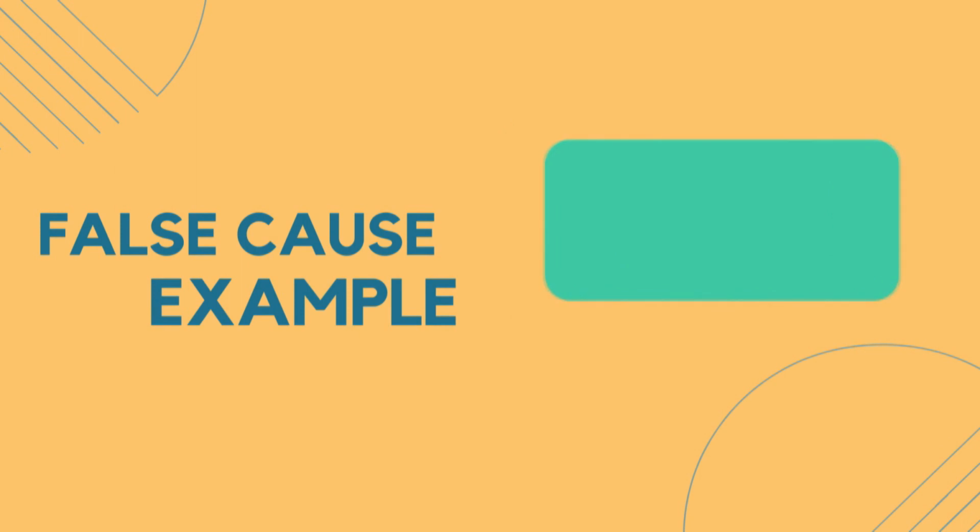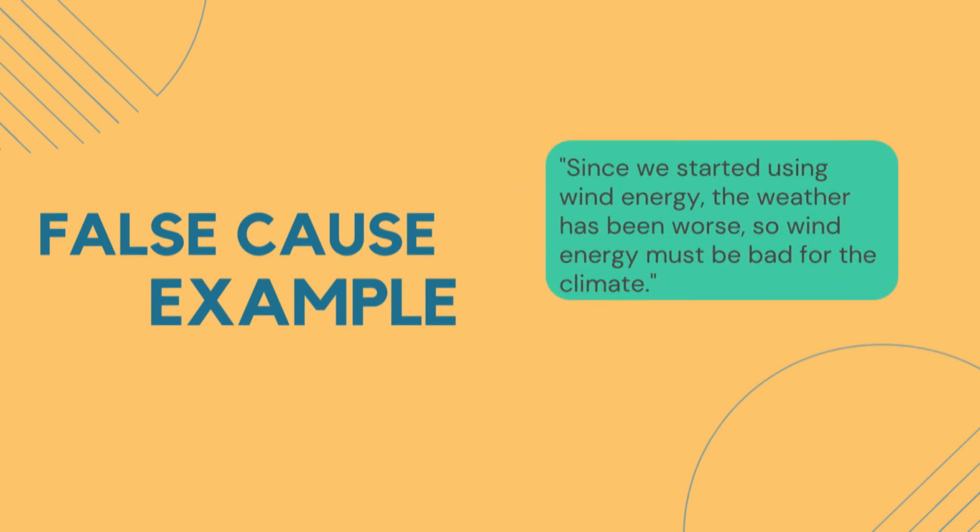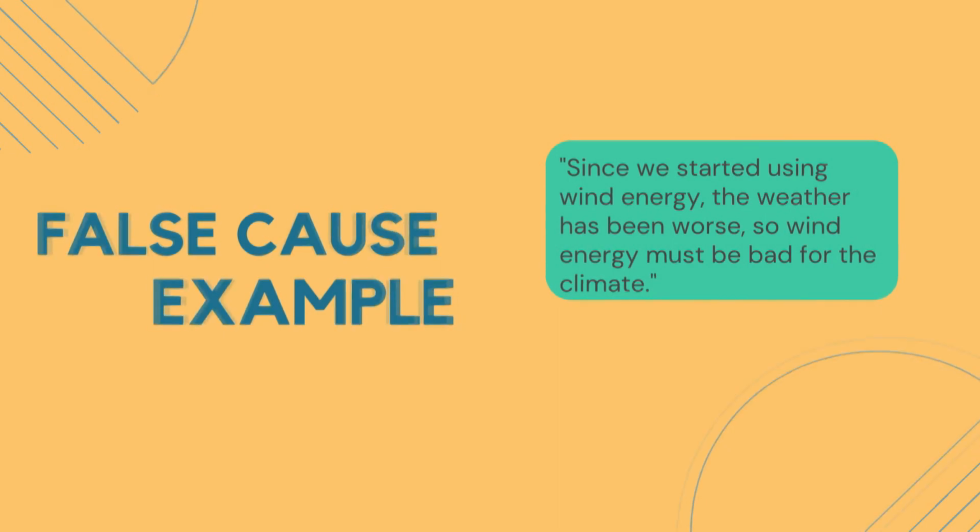False cause example. Since we started using wind energy, the weather has been worse, so wind energy must be bad for the climate. But in real case, during the 1980s, some people claimed that an increase in crime rates was caused by the introduction of violent video games. This false cause argument ignored other factors like economic conditions, changes in law enforcement practices, and social issues that could contribute to crime rates. Policymakers who acted on this fallacy pushed for unnecessary regulations on video games, diverting attention from more effective crime prevention strategies.